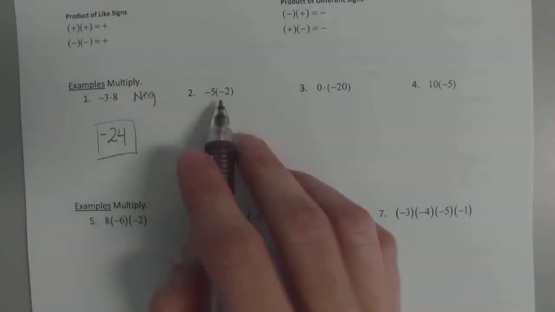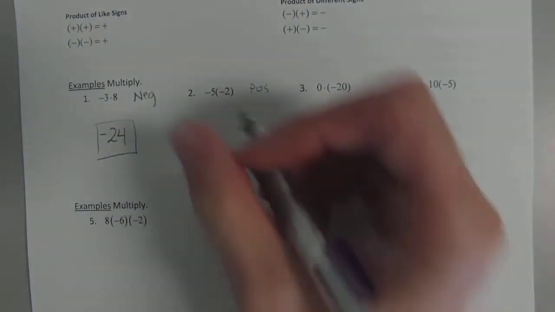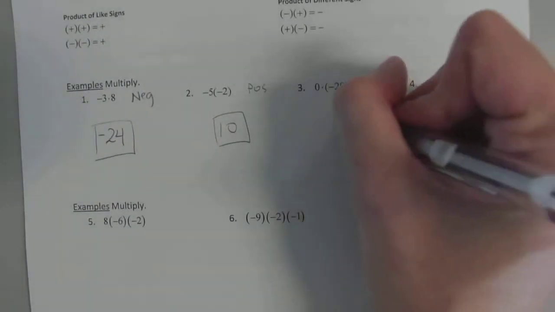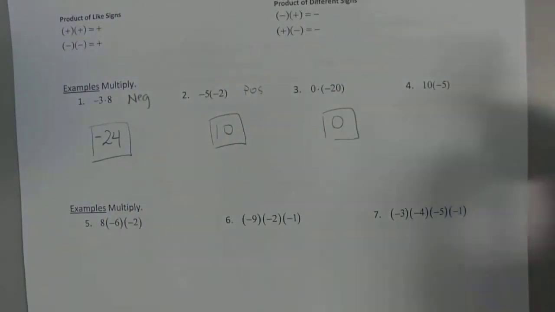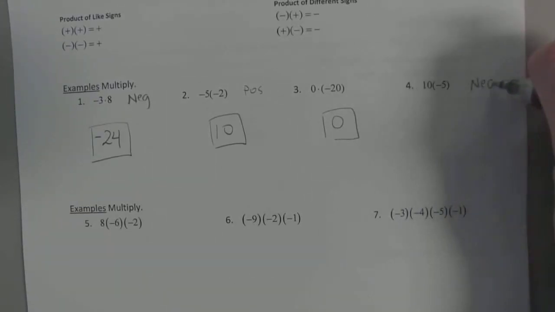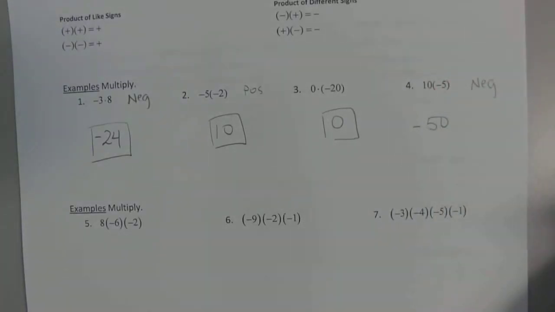What is negative times a negative? Positive. Okay. What's 5 times 2? 10. There's your answer. What is 0 times any number? 0. What is a positive times a negative? Negative. What is 5 times 10? 50, and we're going to put a negative there because our answer is negative. Everybody knows a rule about multiplying by 10. Just add a 0 to it.